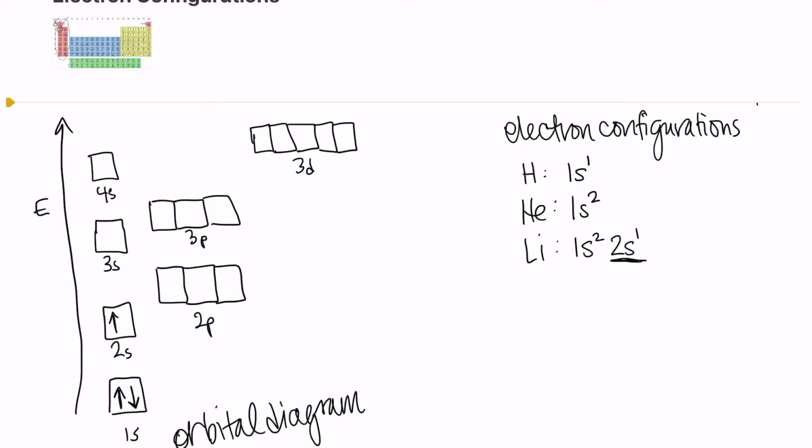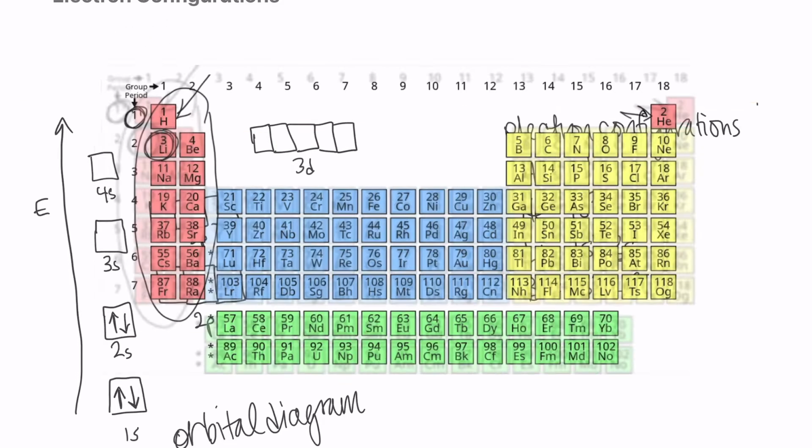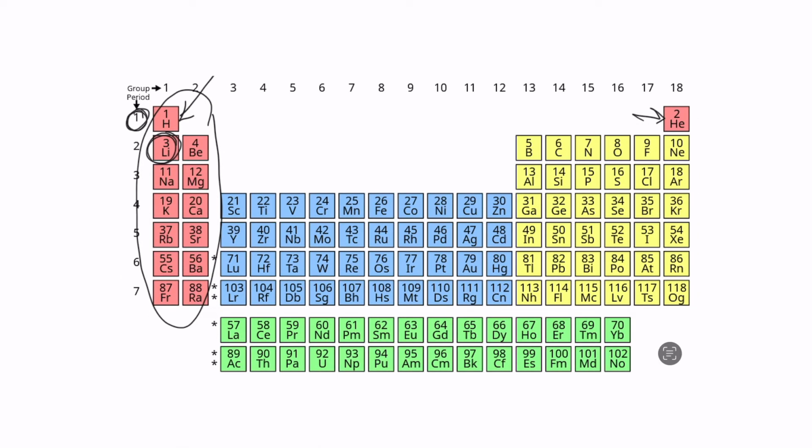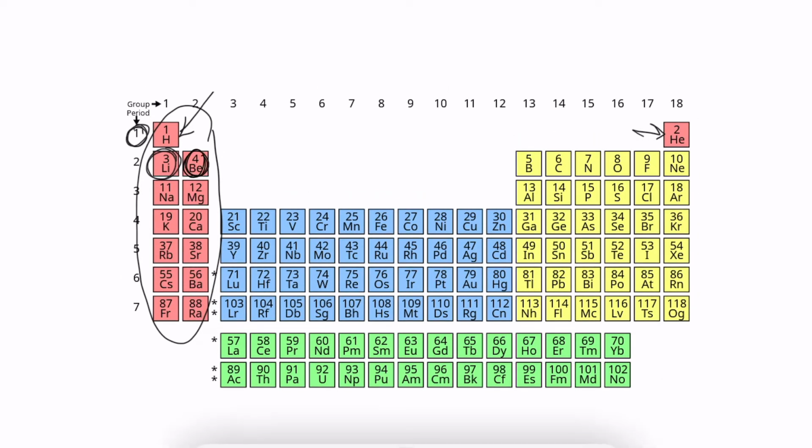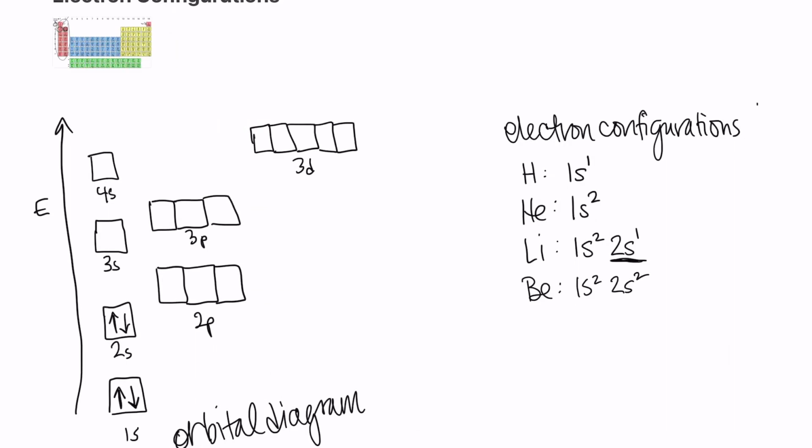Okay, after lithium, we have beryllium. We're going to add another electron: 1s2 2s2. My second electron goes in, nothing fancy. If I look at the periodic table, I find beryllium here in the second period, in the S block, and in the second column. That's my 2s2. Okay, next one, I have boron. Now I'm going to put my first electron into the 2p. So I'll have 1s2 2s2 2p1.